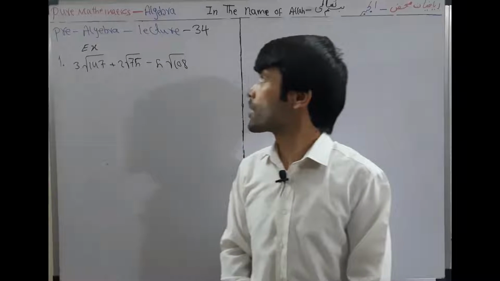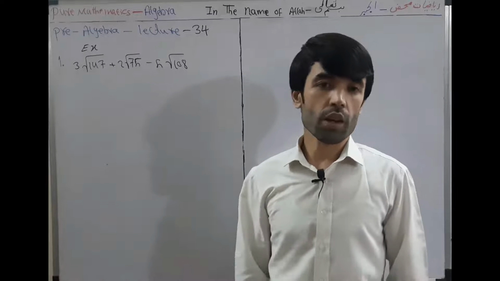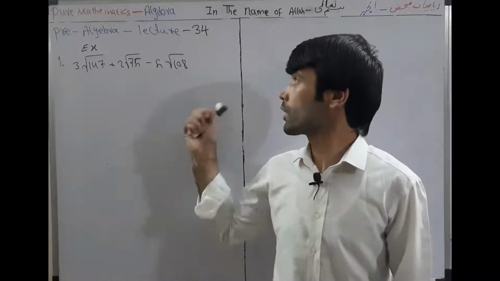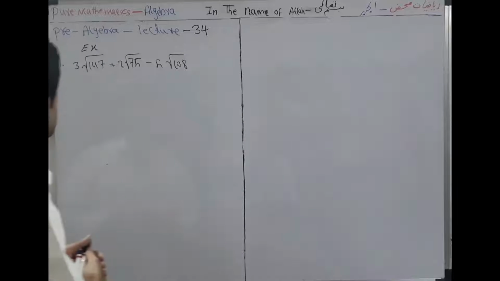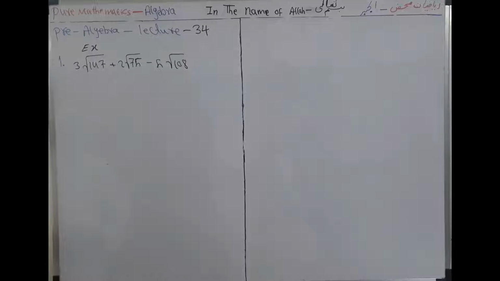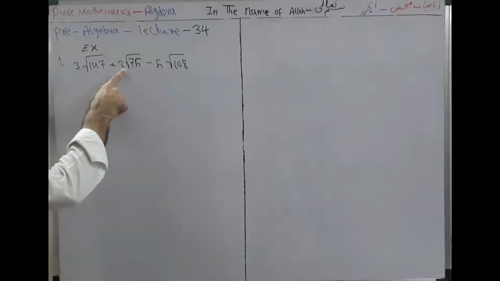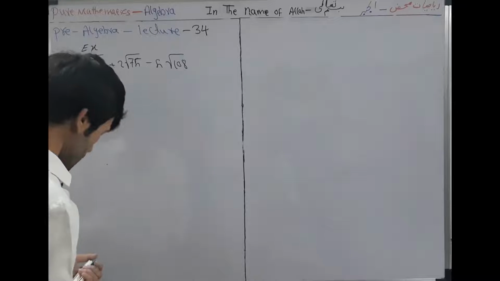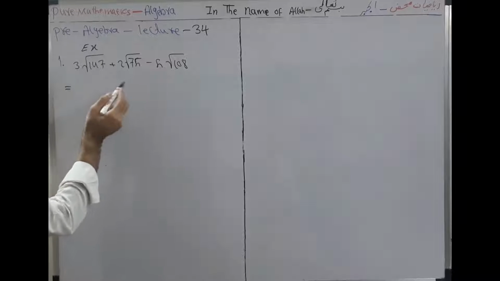It is a pre-algebra class, lecture 36, example 1. Here also, like lecture 33, we will solve some examples. Example 1, we have 3 into square root of 147 plus 2 into square root of 75 minus 5 into square root of 108. Now we want to find the answer of this question.